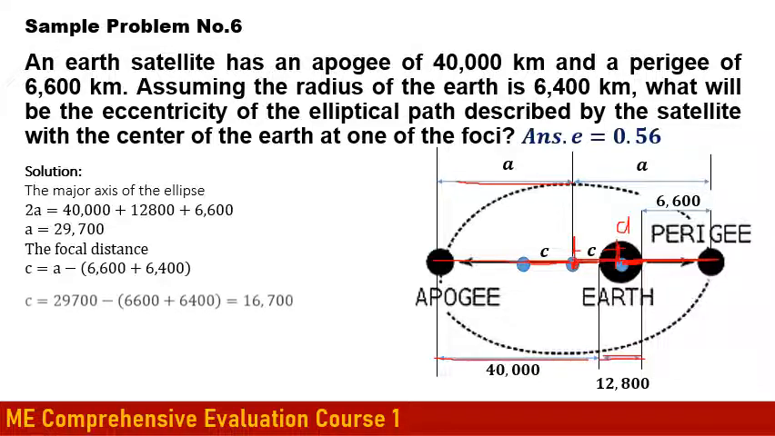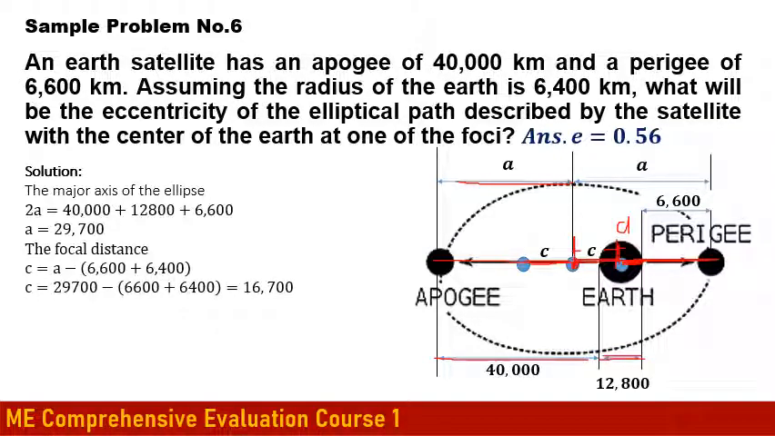So the focal distance is equal to 6,700 kilometers. From the definition, the eccentricity of the ellipse is simply c over a, or the focal distance divided by the semi-major axis. So the eccentricity of the elliptical path is 0.56, and it makes sense because the eccentricity of an ellipse is less than 1 but not less than 0. So that's why it's between 0 and 1. So it's 0.56 here in this case.